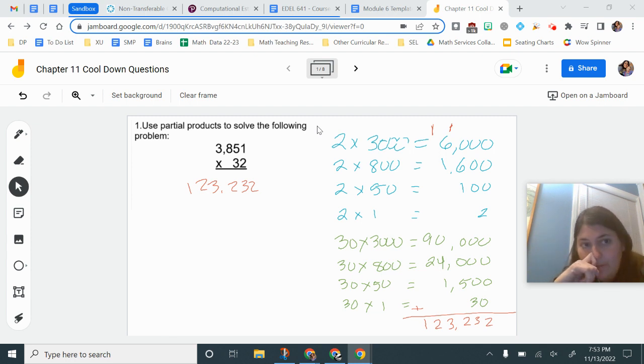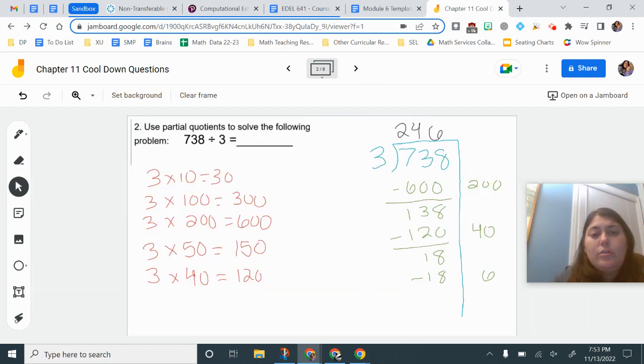So our first problem here for chapter 11 is using partial products. I tried to use color to illustrate what you would do, starting with multiplying by 2 for every digit, and then multiplying by 30 for each digit, and then adding up my sum. You can see a lot of place value understanding is relied on here to help make sure that we get the answers correct.